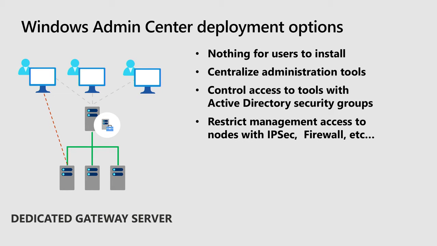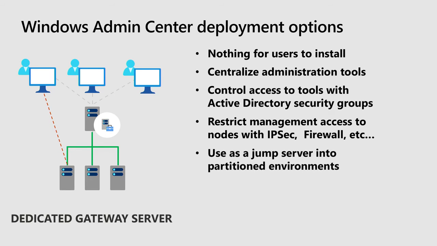Another benefit from doing the gateway server is you can configure your environment in such a way that those gateways are the only thing that can be trusted to manage your nodes. Like in this example here, it's fine for the gateway to talk to him, but when that guy tries to talk to the first node right there, he just gets denied. Another thing, when you have a gateway server, you can use it like a jump server into your partitioned environments, and I'll talk a little bit more about that in the past.